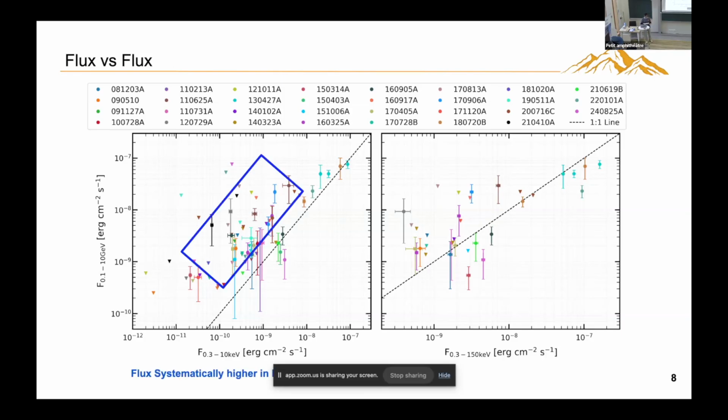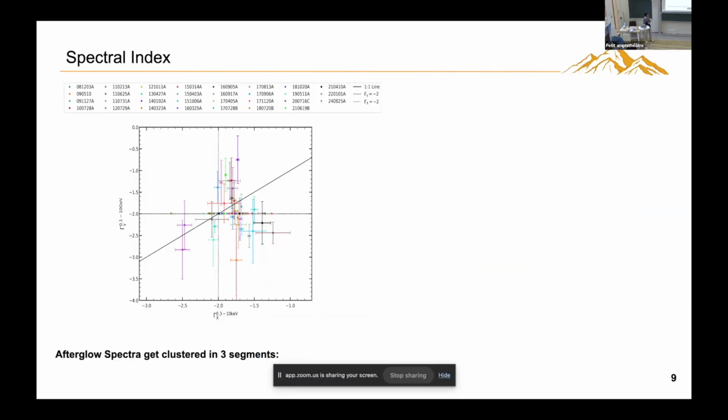So what we notice here in the right plot, if we compare the narrower X-ray and the high energy gamma rays, we see the flux is systematically higher in the X-ray energy range. However, if we increase to the broader X-ray band, we see that these data are distributed around the equality line. So this is because of the choice of the energy ranges, we can see this kind of a feature.